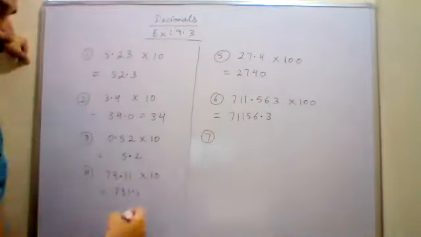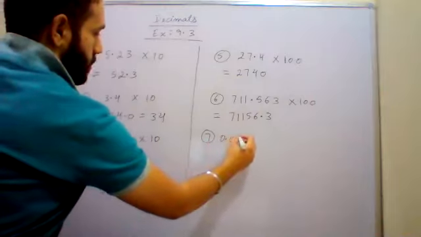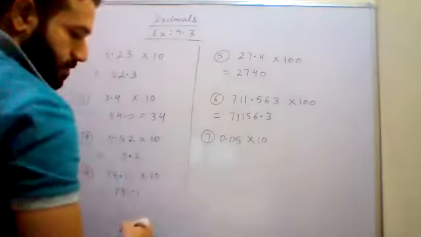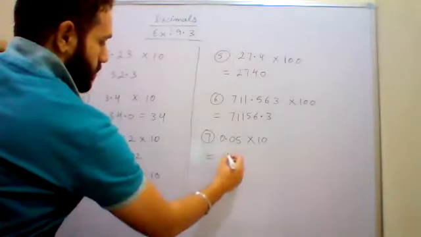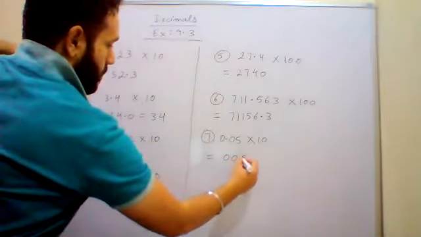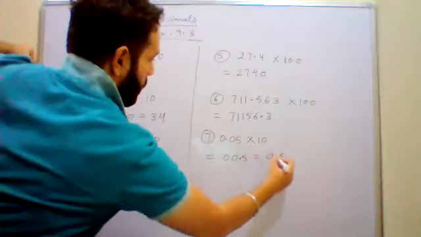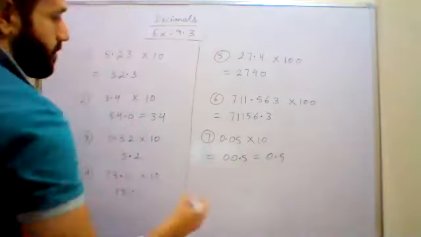Seventh part. 0.05 multiplied by 10. So it becomes 0.5. Or you can write 0.5. Same thing.